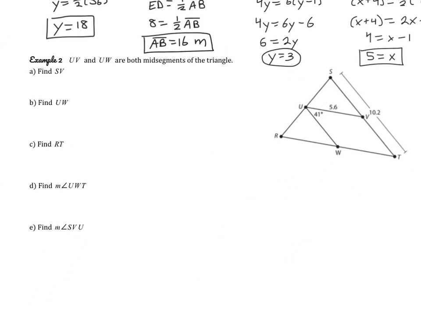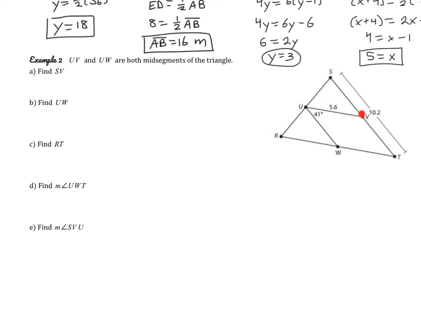Okay, so in example 2, all of these go along with this picture here, and we are told that UV is a midsegment and UW is also a midsegment. So we know the length of UV and we know the length of this entire side. ST is 10.2. So first they would like us to find SV.